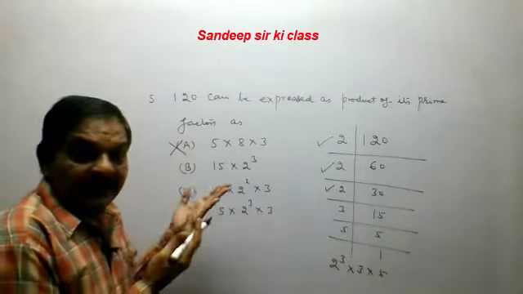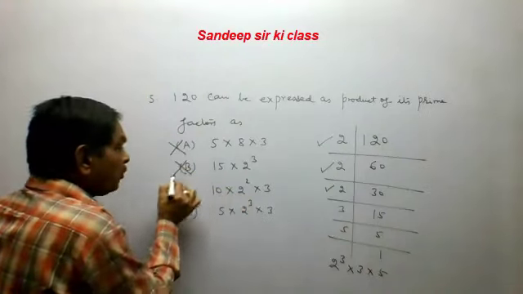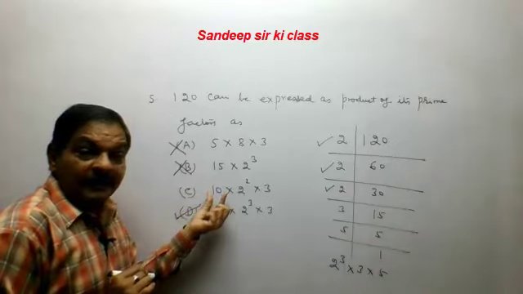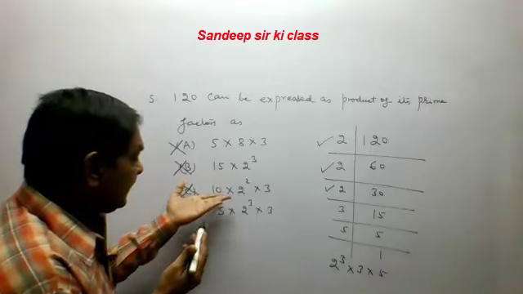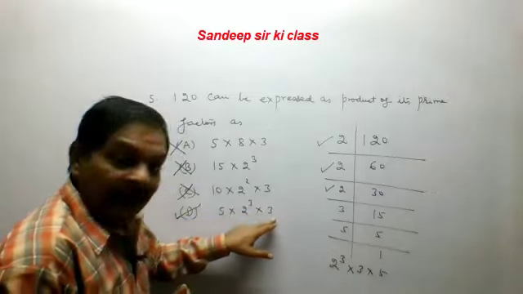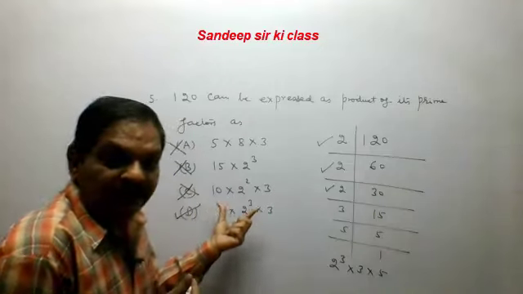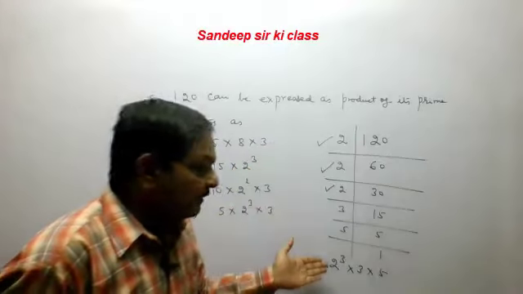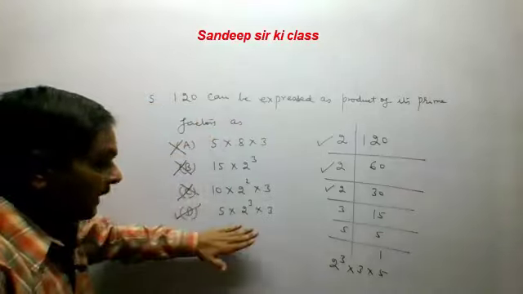15 here, 15 can be divided by 5 or 3. So this can also not be the answer. Here we find 10 is there, which means 5 into 2. And again 10 is not prime. So just by observation we can say that this cannot be the answer. Here we find each number as base, which is a prime number. So by observation also we can say that option D is the correct option. Otherwise this will be the procedure and we can find the prime factors of 120 as option D.